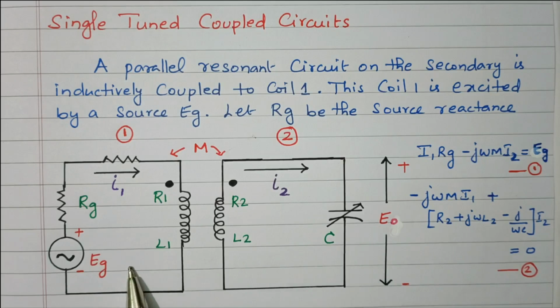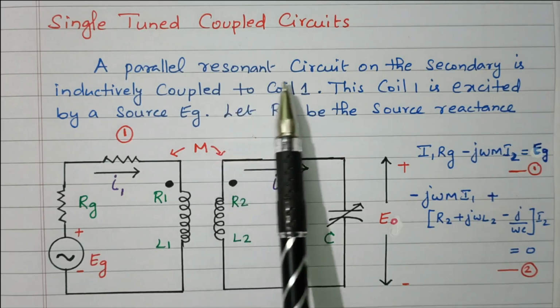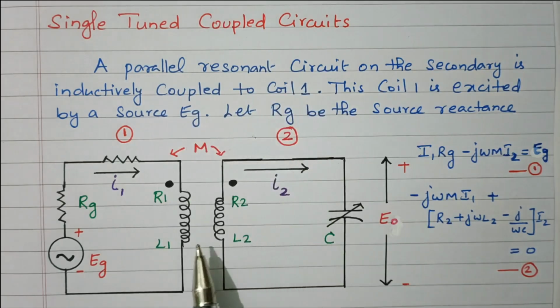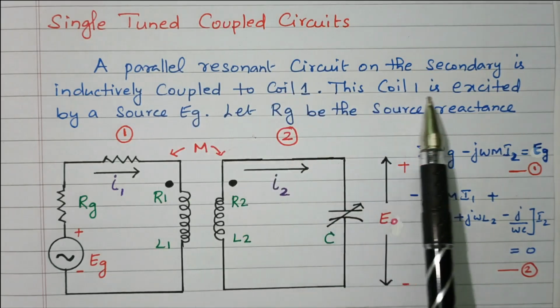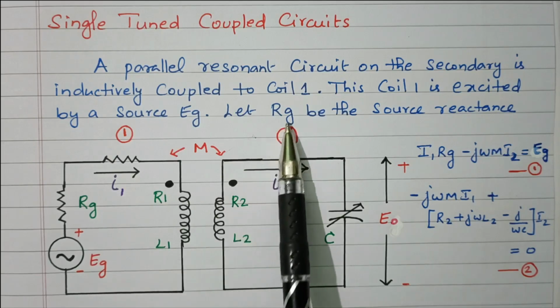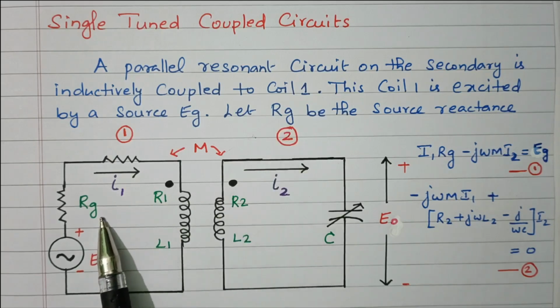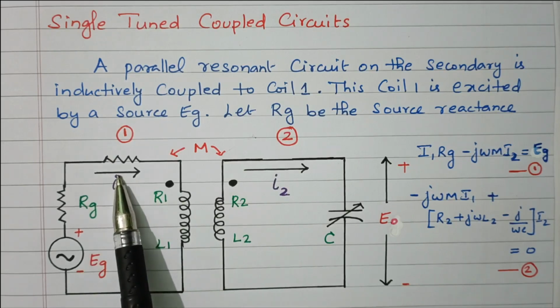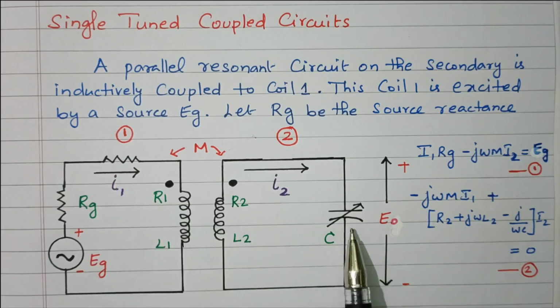Let us consider this parallel resonance circuit having primary and secondary coils. The parallel resonance circuit on the secondary is inductively coupled to coil 1. These two coils are inductively coupled. The primary coil is excited by the source Eg. Rg is the source resistance, so we have one resistor available here. A capacitor is connected in order to tune the circuit.